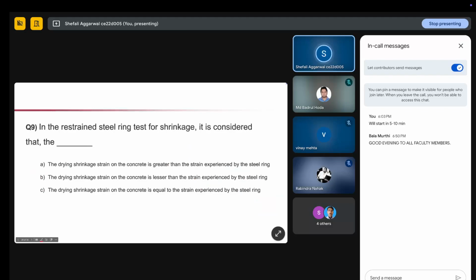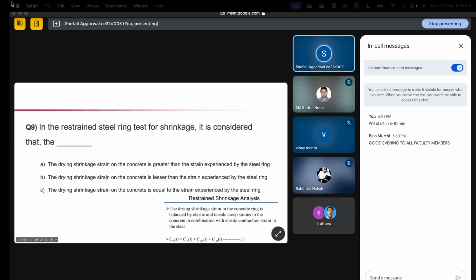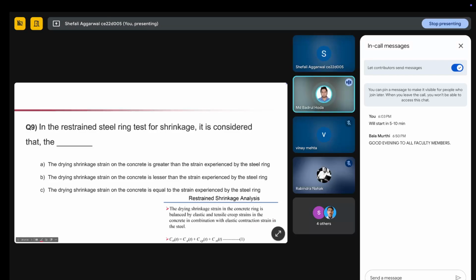In the restrained steel ring test for shrinkage, it is considered that drying shrinkage strain on the concrete is greater than strain experienced by steel ring, lesser than strain experienced by steel ring, or equal to strain experienced by steel ring. This is a test which we are doing for drying shrinkage value. So if you see from here, C, I think.